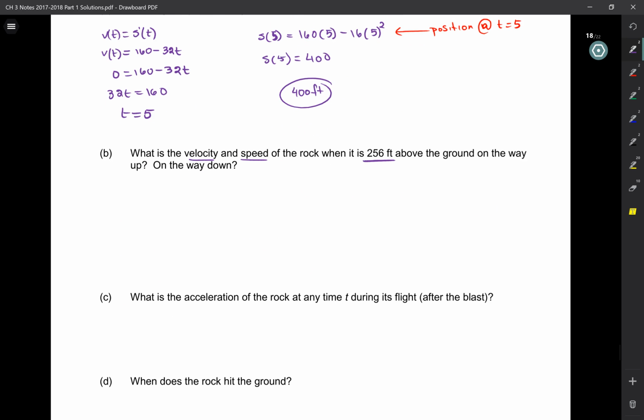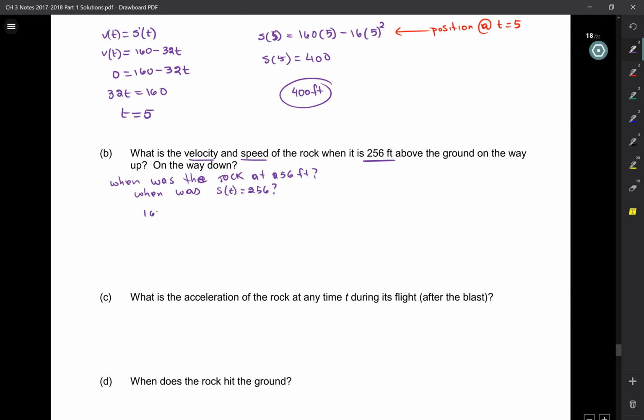Okay, so when was the rock at 256 feet? In other words, when was s of t equal to 256? Talk it out, okay? It'll become clearer. All right, so s of t is 160t minus 16t squared. Let's see when that was equal to 256.